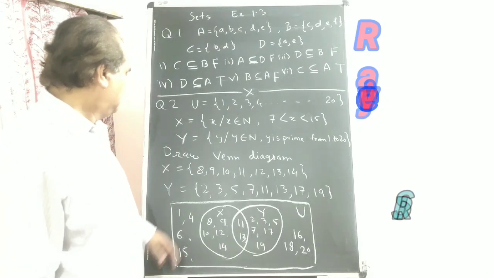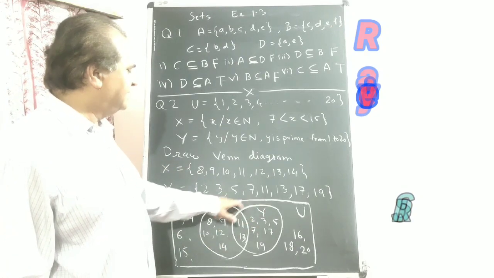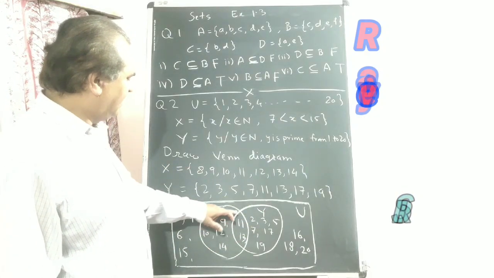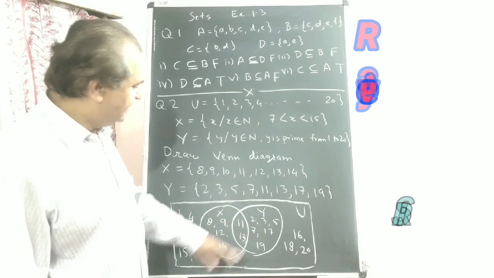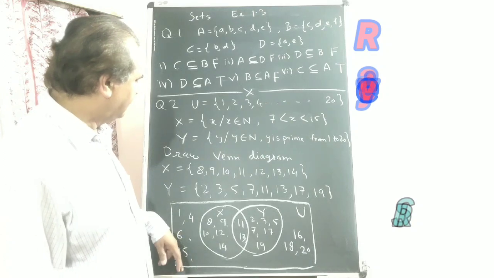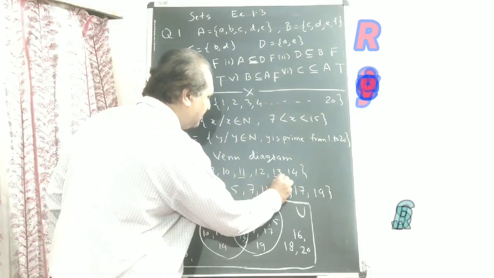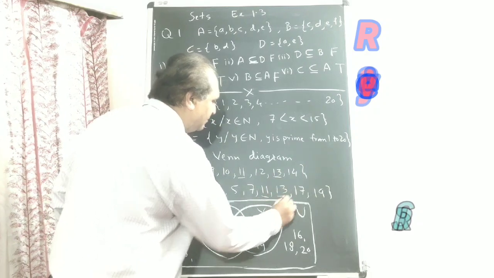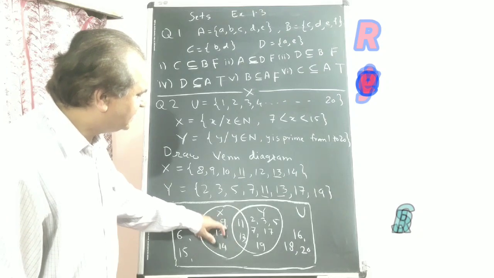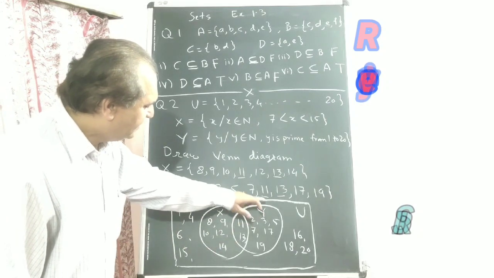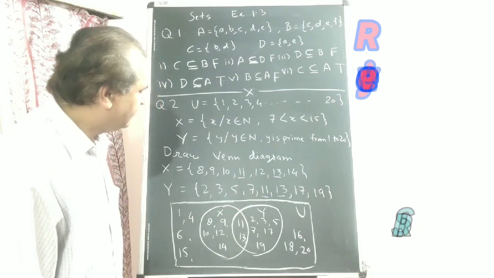First I will make two circles, X circle and Y circle. These are elements of X, these are elements of Y. And this is U, the universal set. I will underline the common ones. 11 and 13 are common to X and Y. So this is the common region of X and Y. I am writing the common elements 11 and 13.